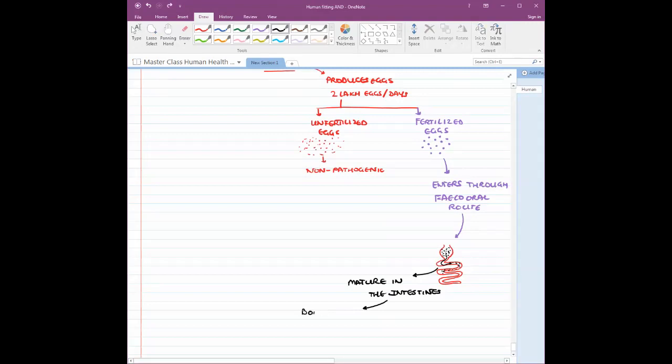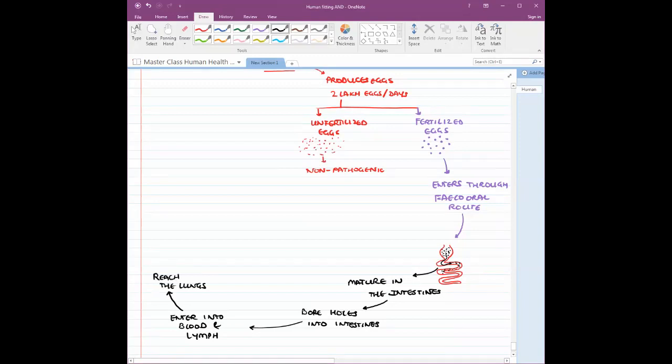Once they have bored holes into the intestines, from there they enter into the blood and lymph. From the blood and the lymph, they get access to the lungs. They can enter different parts, but their main target is the lungs. So from there, they reach the lungs.